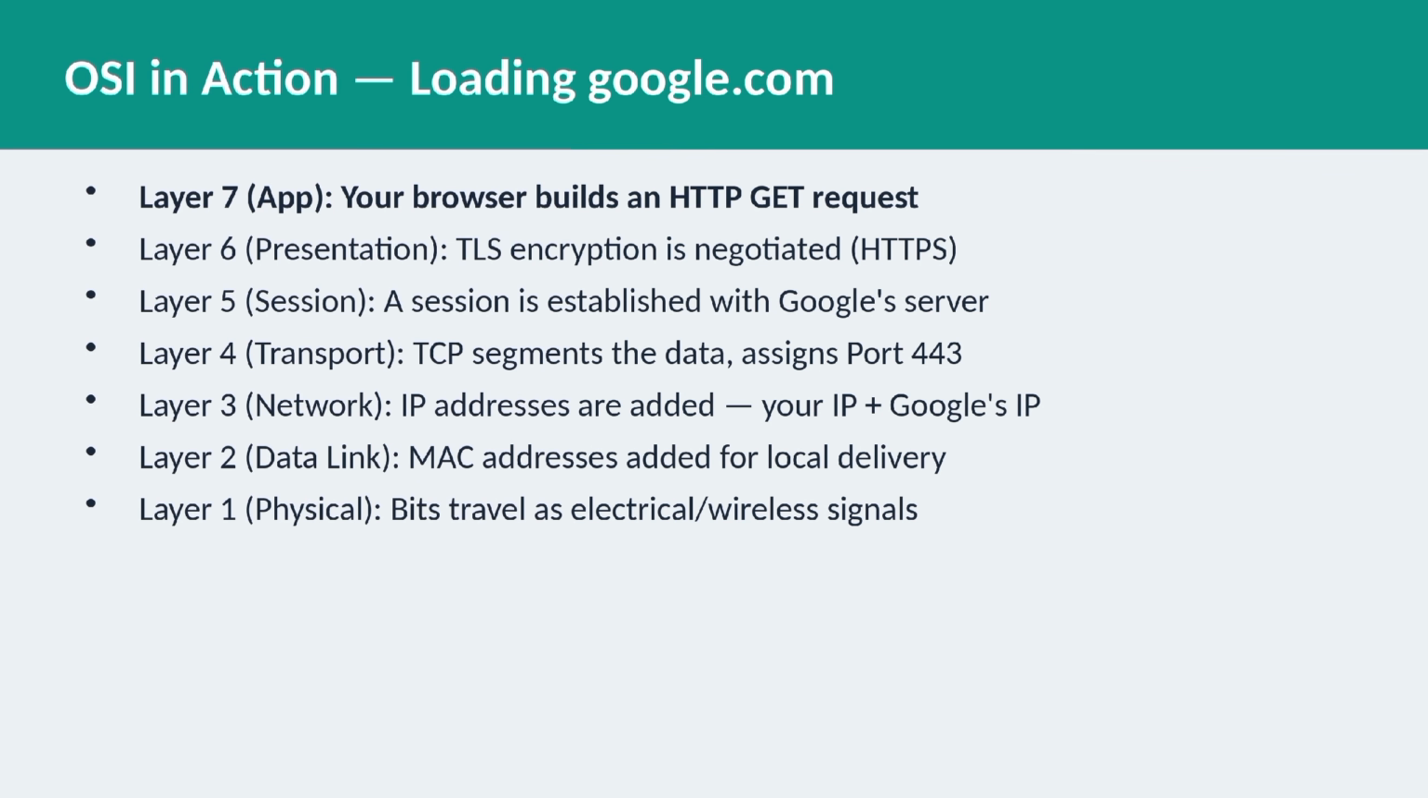Layer 4, transport, TCP breaks it into segments, port 443 is assigned. Layer 3, network, IP addresses are added, yours and Google's. Layer 2, data link, MAC addresses are added for local delivery. Layer 1, physical, electrical signals, light pulses, or radio waves carry the bits. The response comes back the same way in reverse, and all of that happens in milliseconds every single time you load a page. Mind-blowing, right?